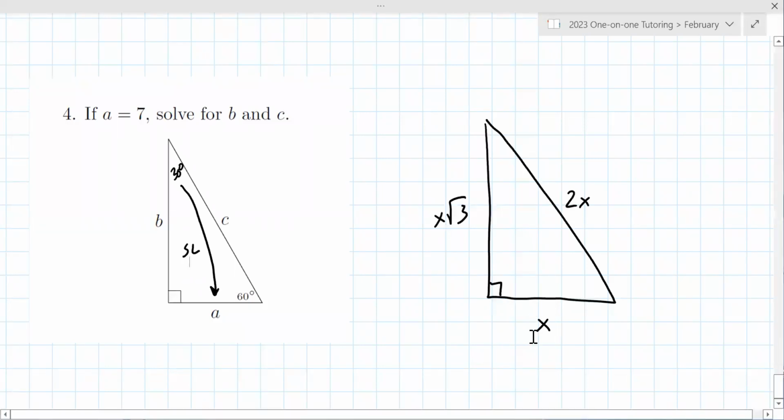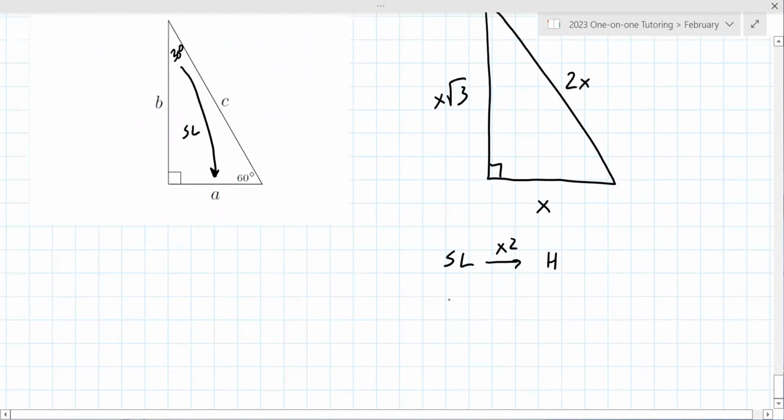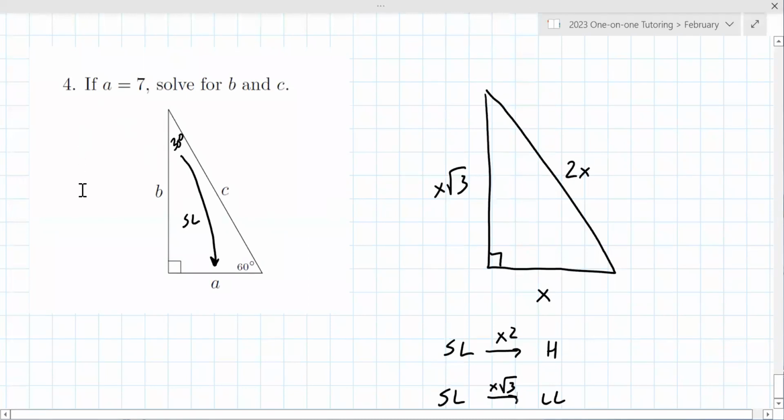So in the 30, 60, 90, you got the short leg x, great. You double it to get the hypotenuse, and you multiply by the square root of 3 to get the long leg. So it's the best case, easiest to solve for, because short leg leads to hypotenuse because you multiply by 2. Short leg leads to long leg because you multiply by the square root of 3. It unlocks everything.